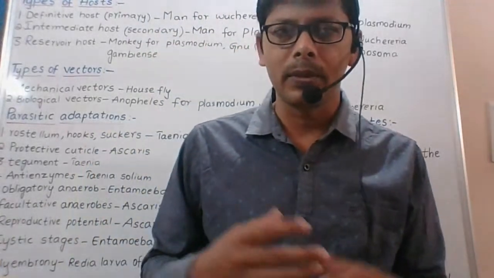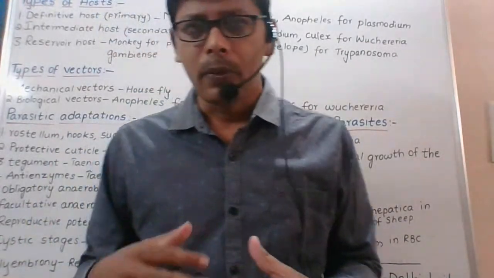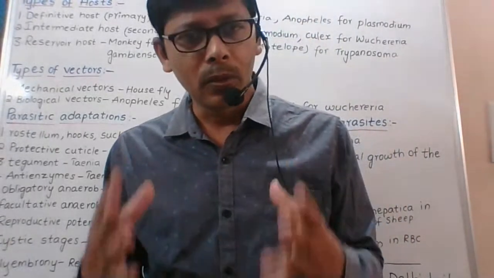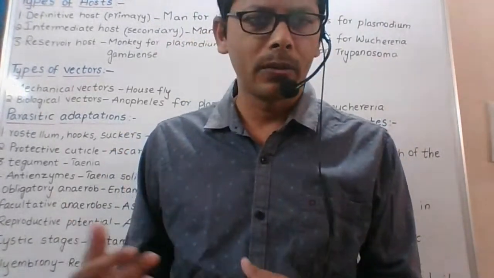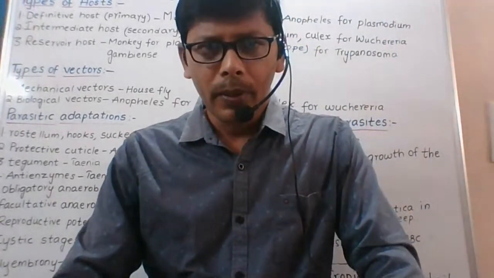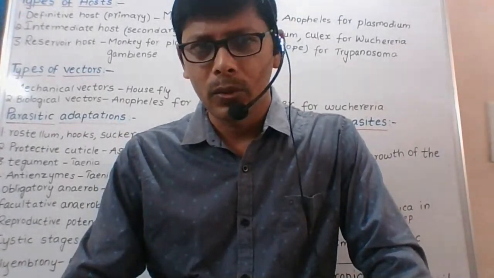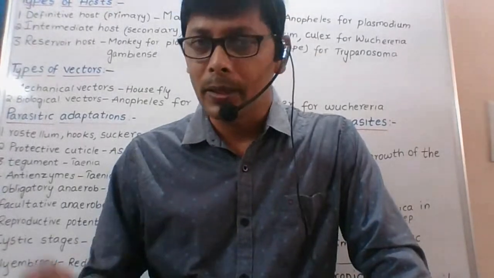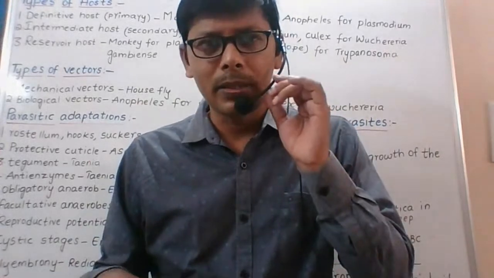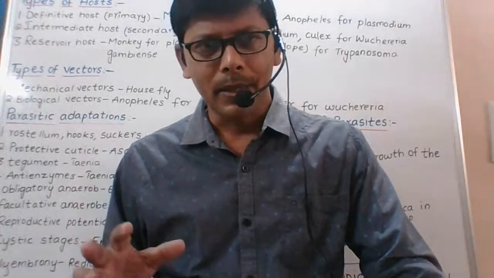Ascaris lumbricoides lives in the gut, that's why it is enterozoic. As it lives in the cavity, it is called coelozoic and enterozoic. Whereas Entamoeba histolytica is a histozoic parasite, and it lives in the tissues, not in the cavities. Ascaris is an enteric parasite and a coelozoic parasite. We learned those things in yesterday's class.